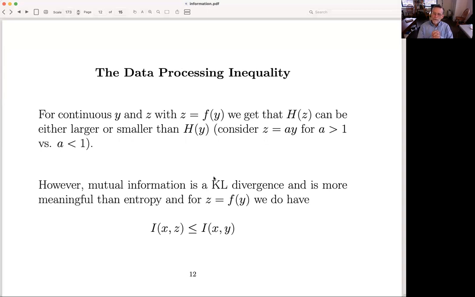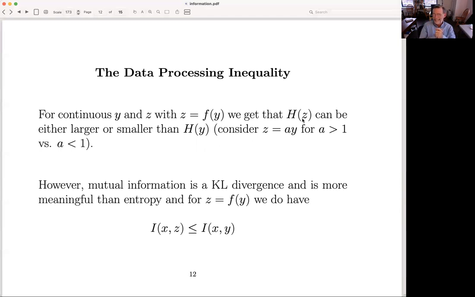Mutual information is also useful in the data processing inequality. So the data processing inequality says that if I have a random variable Y and I compute some function of it, then two values of Y in the discrete case could go to the same value of Z. So intuitively, that's going to make the entropy of Z smaller. So the data processing inequality says that the entropy of Z is smaller than the entropy of Y, but that data processing inequality only holds in that form for discrete distributions.